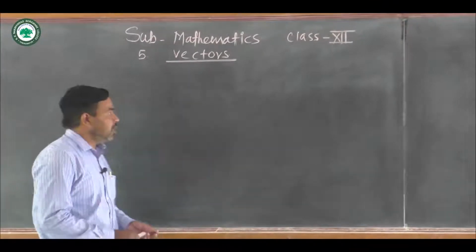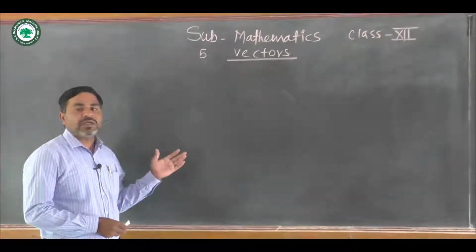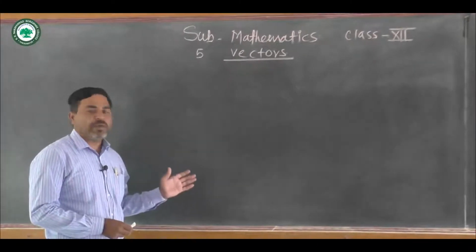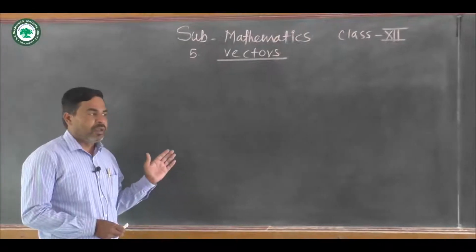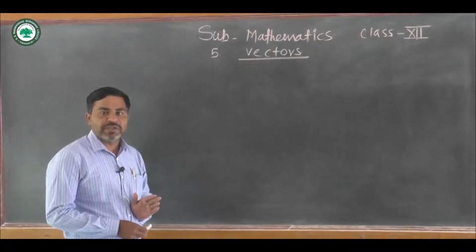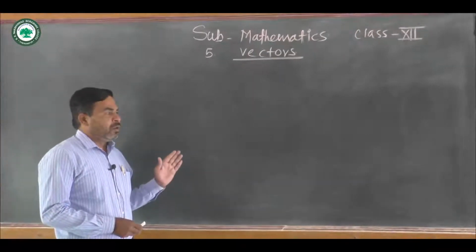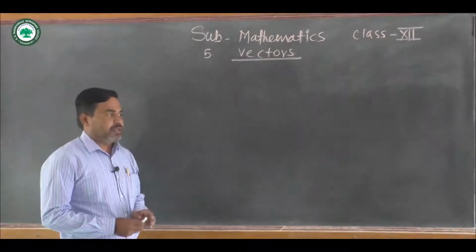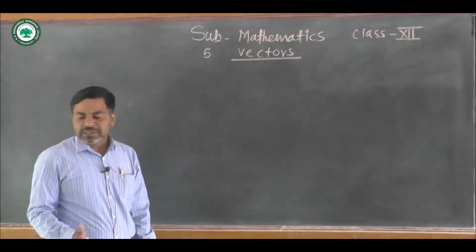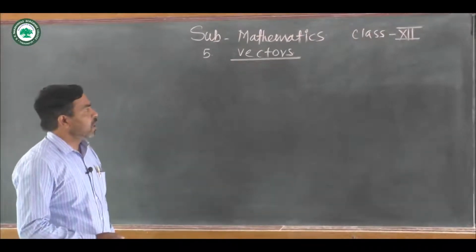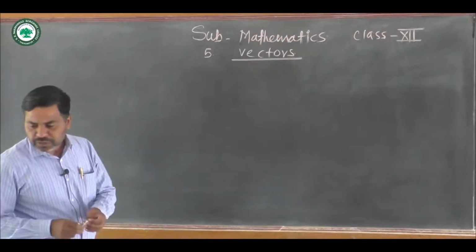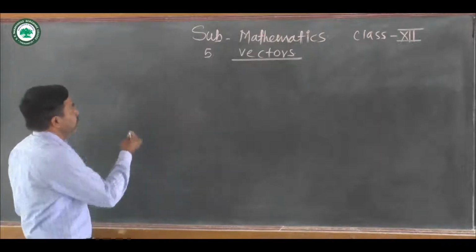In the previous lecture, we have seen vector product of two vectors: the definition of vector product of two vectors, and some remarks, meaning some properties of vector product of two vectors. Now in today's lecture, we are going to solve some examples on vector product or cross product of two vectors. So let's see exercise 5.4.